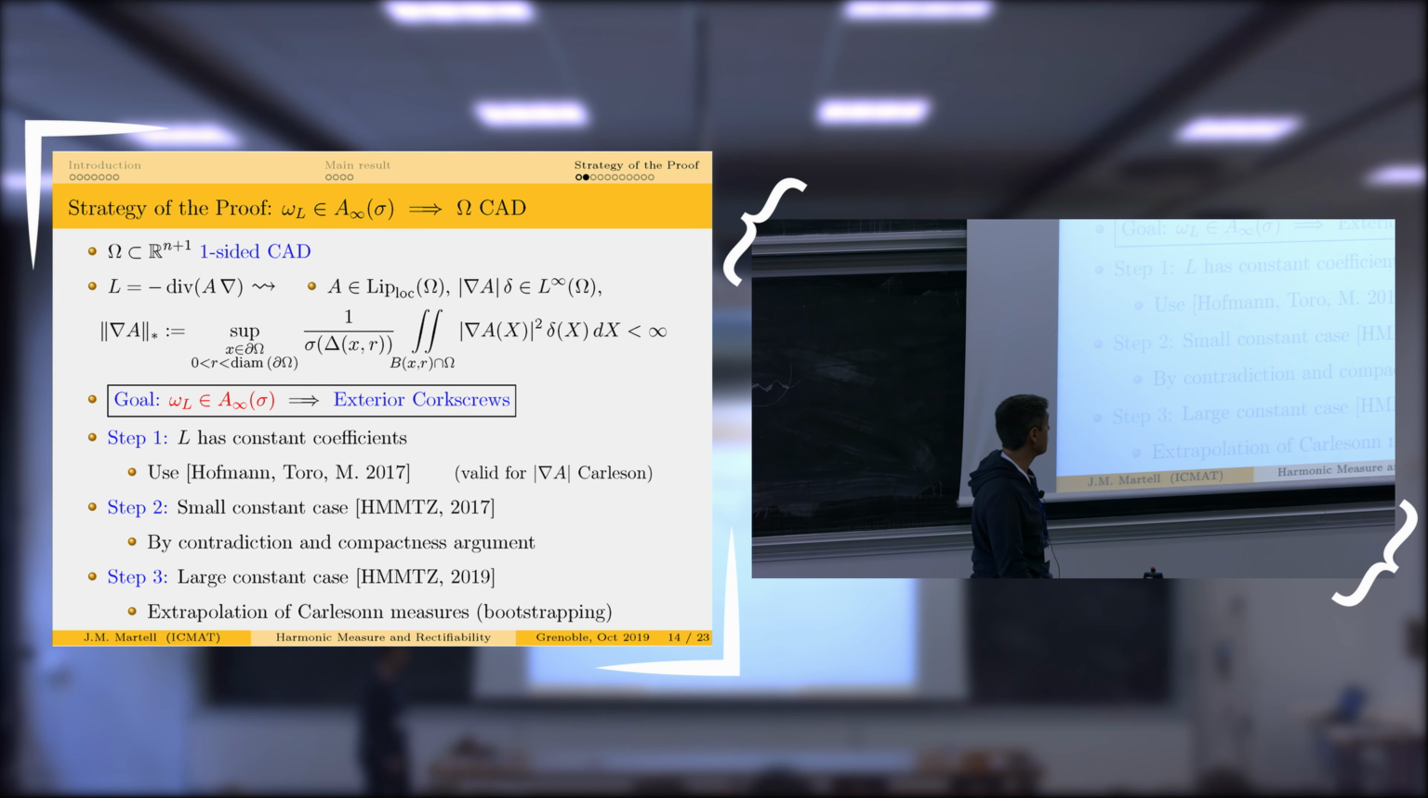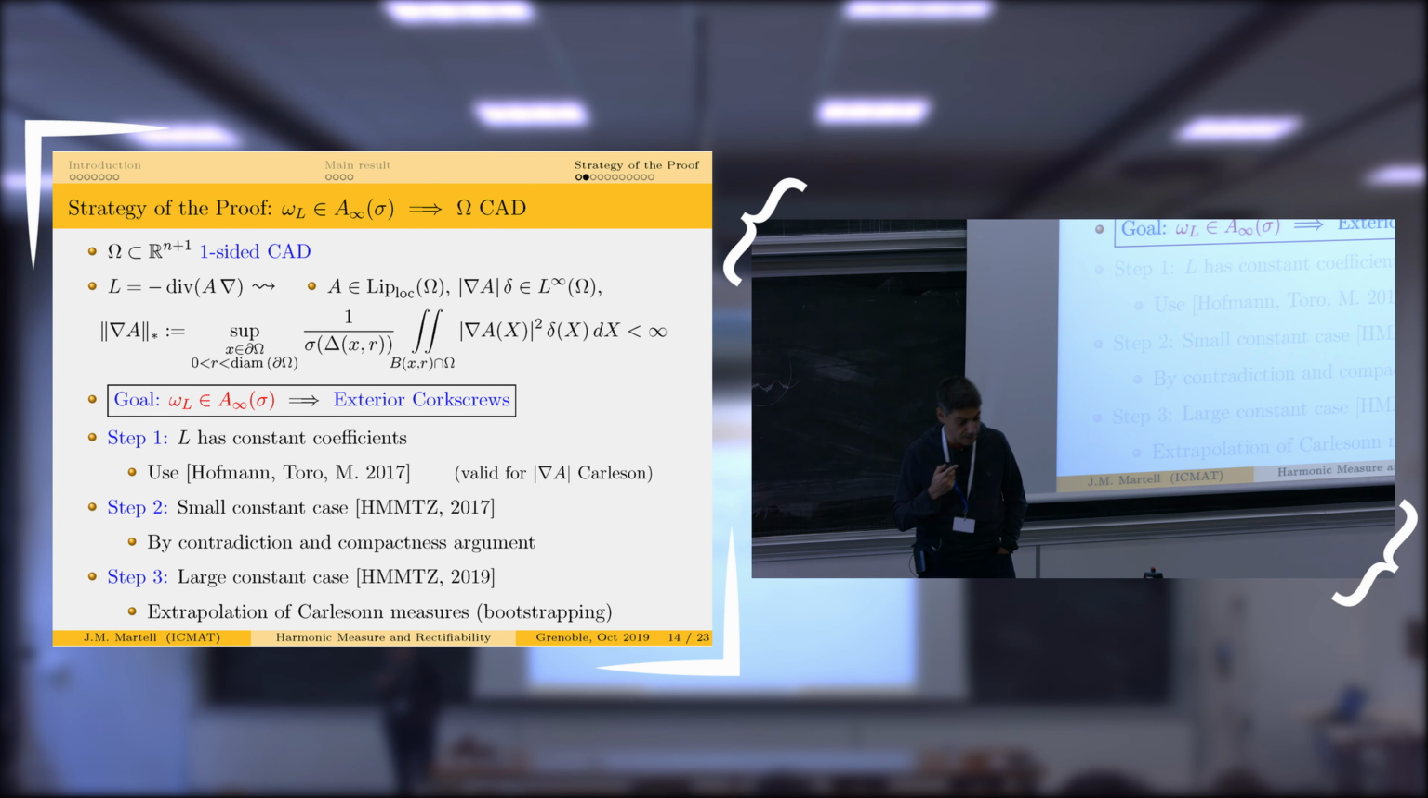Okay, so the strategy of the proof. This is my background hypothesis. I have this Kenig-Pipher condition, so let me write the star norm of the gradient of A for this Carleson measure condition. Remember that what I want to show is that the domain is Corkscrew, but the only thing that is missing is the exterior corkscrews. Rather than what we did in the paper with Steve Hofmann and Ignacio Uriarte, which was to solve uniform rectifiability, which is in a sense more difficult than solving exterior corkscrews. They are equivalent at the end of the day, but exterior corkscrews is a more geometric object, so you can get more information from that.